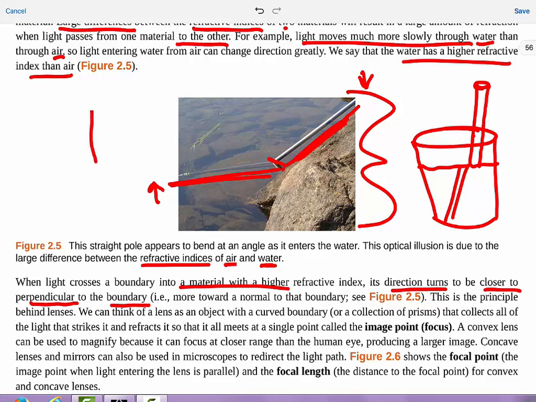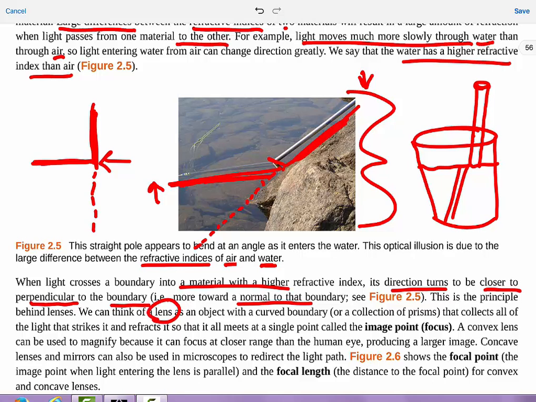So remember, perpendicular looks something like this. If this is our line here, this line here would be perpendicular to the boundary. So more toward a normal to that boundary. So you can see that rather than this pole going this direction still, we're bending to be more similar to this, to a perpendicular.